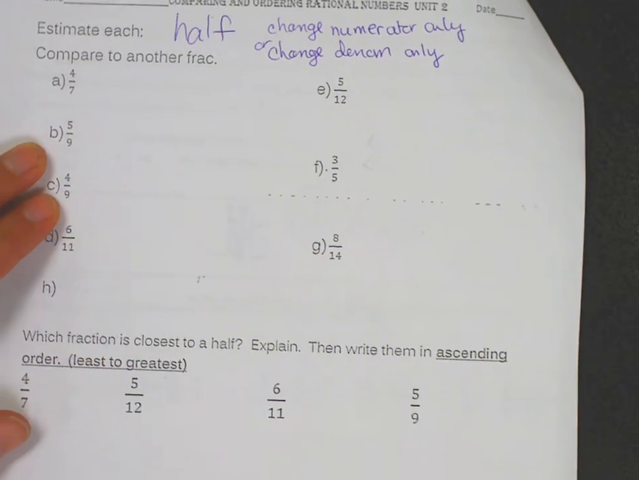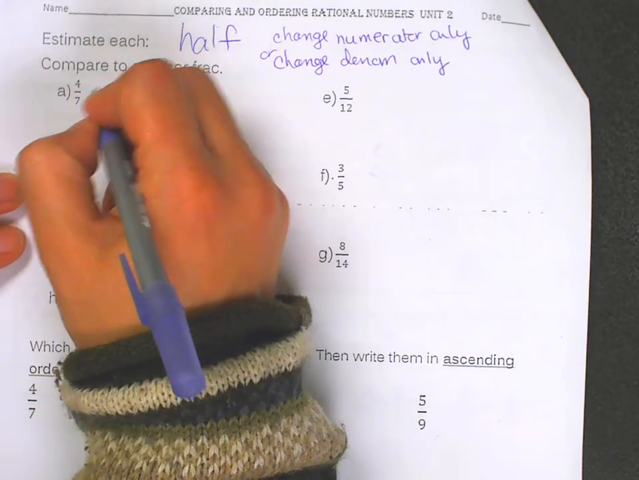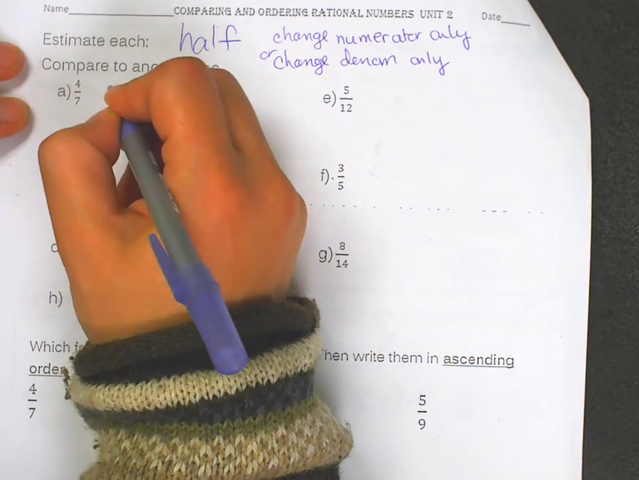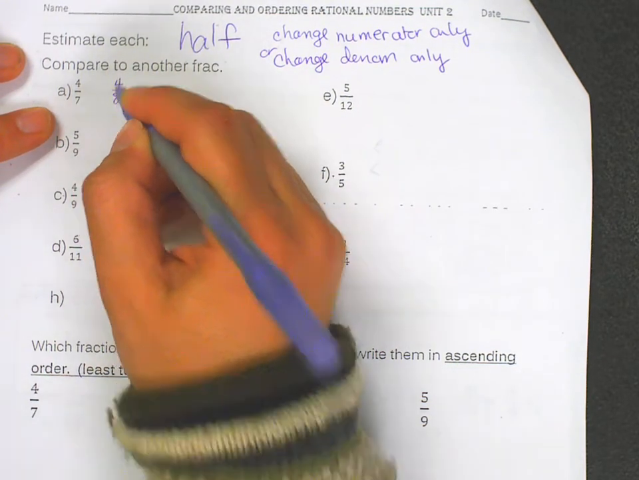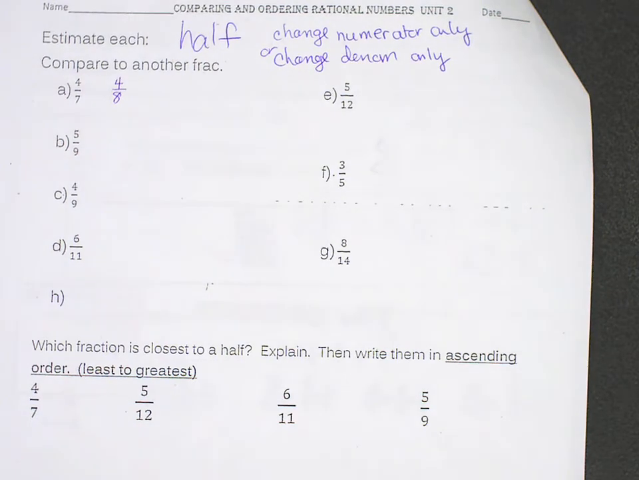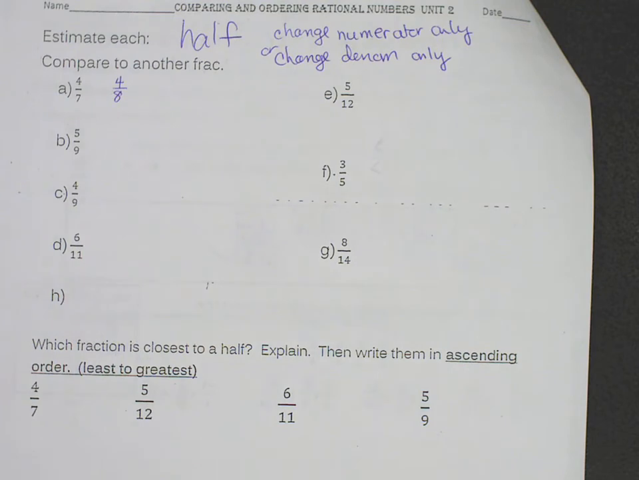Okay, so 4/7. I need to compare it to a half. What number will I keep? I need to make a half. 4 out of 8 is a half, right? I kept the 4. I changed this by 1. I got 1/8. And we just did this problem on the other page.